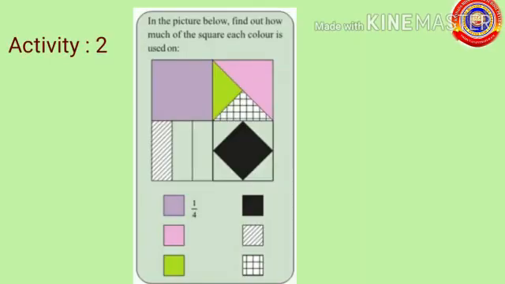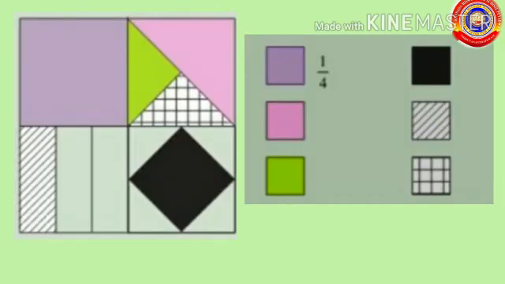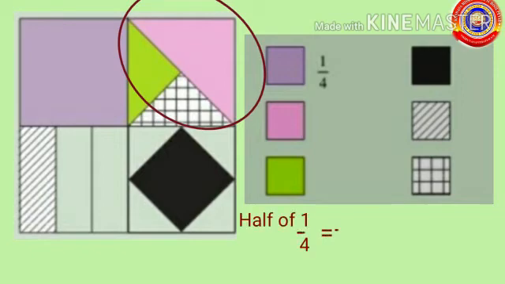Next activity. In the picture below, find out how much of the square each color is used on. Here, the square is divided into 4 equal parts. Then this purple portion is equal to 1 by 4. Now find out how much of the square is colored pink. This pink part is half of the 1 by 4 part. Half of 1 by 4 is equal to 1 by 2 into 1 by 4, that is equal to 1 by 8.